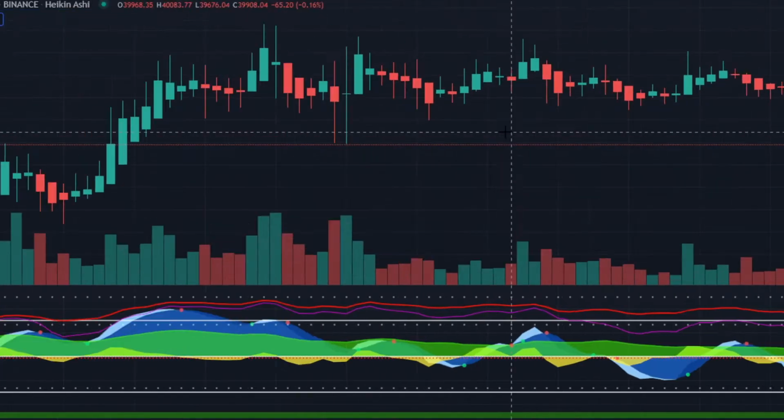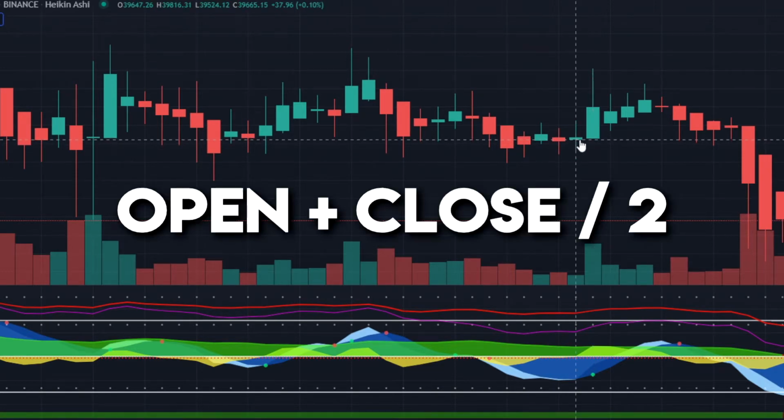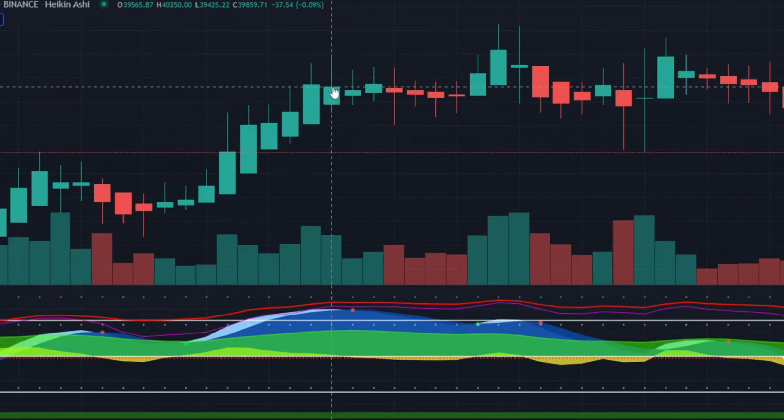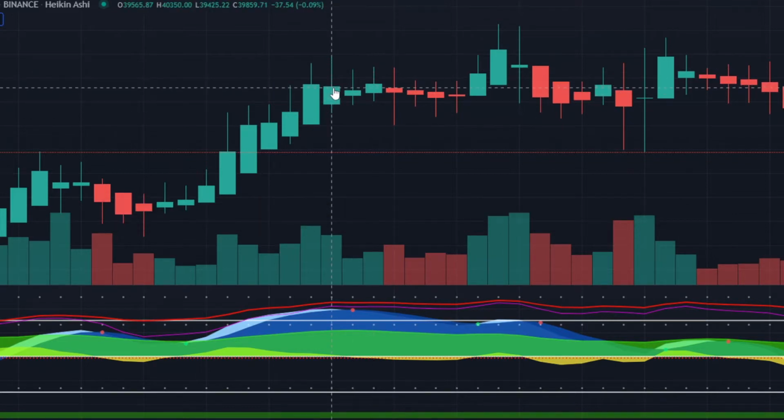So how exactly are the Heikin Ashi candles calculated? The opening of a candle is the open plus close of the previous candle divided by 2, and the open usually goes right by the middle of the previous candle. And then the close right here is calculated by using its high, its low, its open, and its close, divided by 4. And that is how we get the close of the candle.